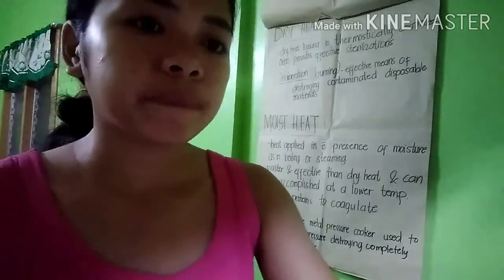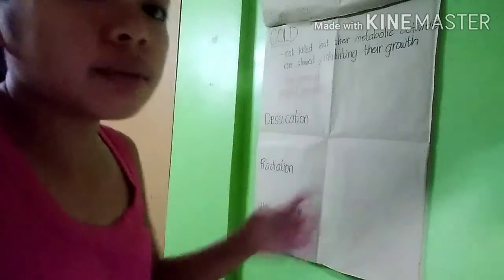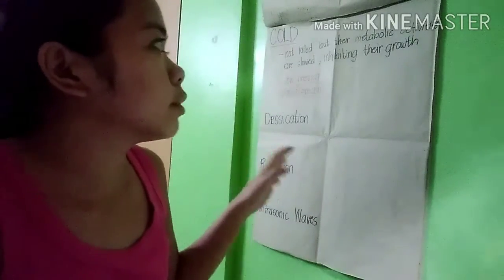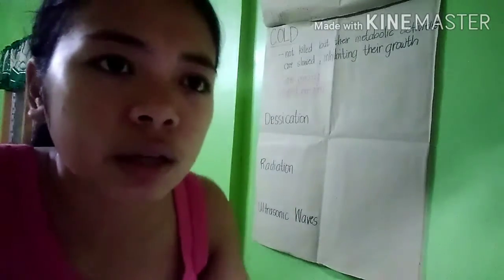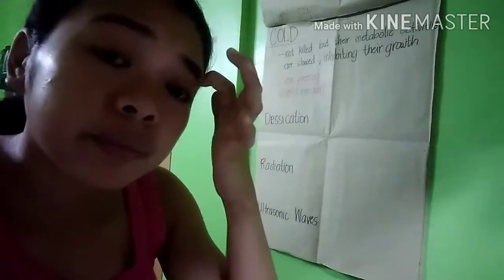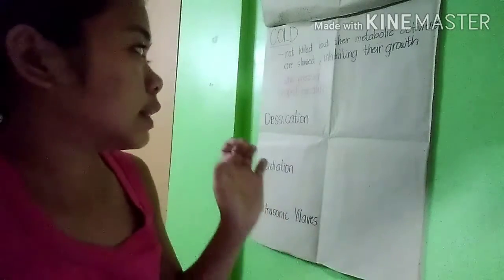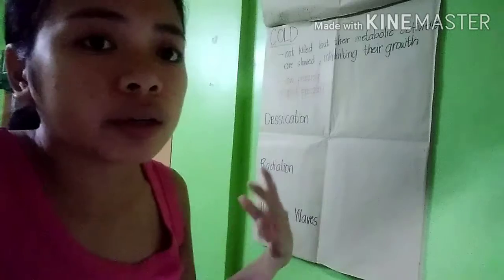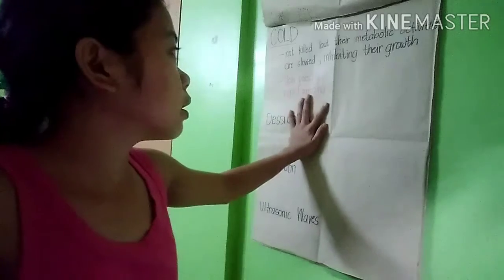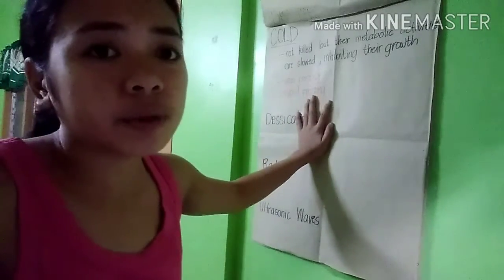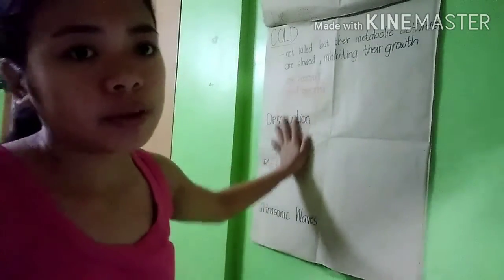The next is cold. The microorganisms are not killed, but their metabolic activities are slowed and their growth is inhibited. This is one of the physical methods. The microorganisms do not die, but their growth is inhibited. Examples are slow freezing and rapid freezing, and the freezing method is not suitable for immunocompromised patients.